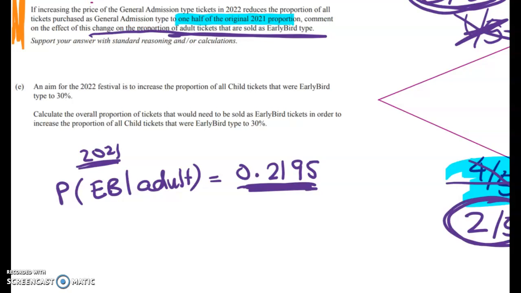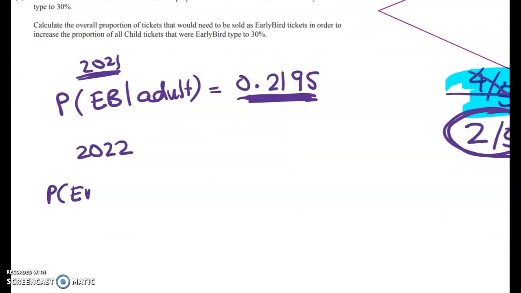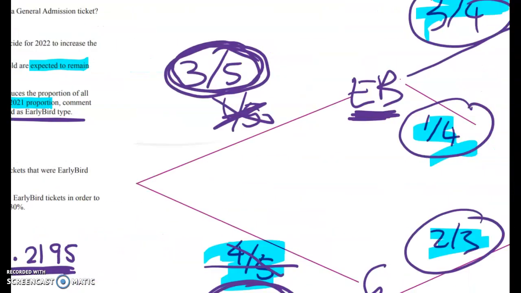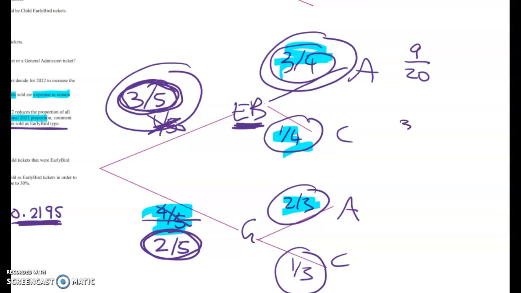What we're going to have this time, in 2022, is the probability that we've got early bird, given that we've got an adult ticket, is equal to the probability of early bird and adult over the probability of adult. This one times this one gives me 9/20. This one, we might as well do all of them, gives me 3/20. This gives me 4/15 here and 2/15 here. So the numbers that I want to be adding up for my denominator are the adult numbers. So this one and this one.